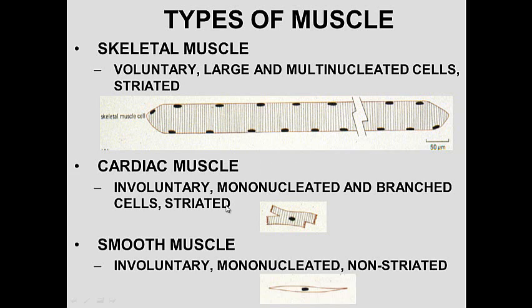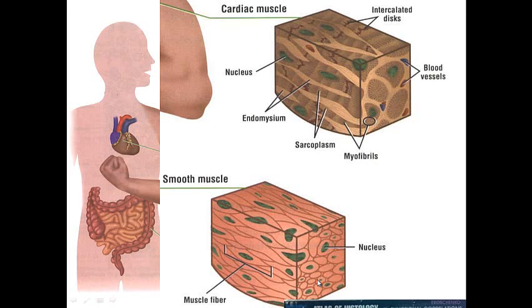Smooth muscle cells are involuntary. We can't control them. And they have a single nucleus, and it's non-striated. The actin and myosin is aligned more diffusely instead of in sarcomeres. So if we look at smooth muscle, we see that these are kind of like cigar-shaped cells, and there's a nucleus that is seen. The nucleus is inside the cell itself.